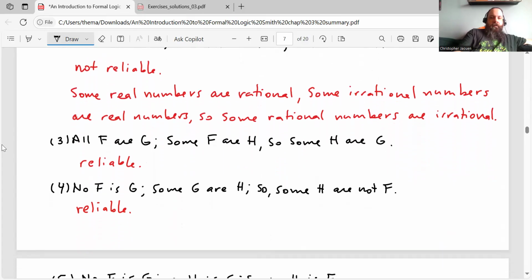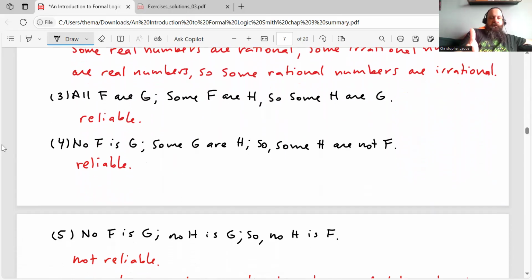All right. Question A, part 3. All F are G, some F are H, so some H are G. This is also valid. All instances of this inference step are valid. And same thing for part 4. No F is G, some G are H, so some H are not F. Again, all the instantiations of this are valid, so it's a reliable inference form.